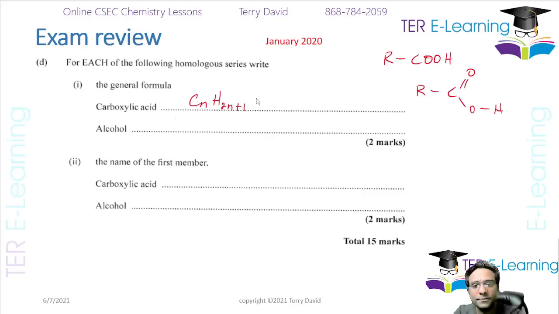So, in the case of the carboxylic acid, the general formula is this. CnH2n plus 1, COOH. That's my general formula for a carboxylic acid, right?